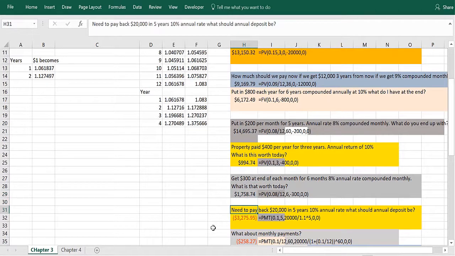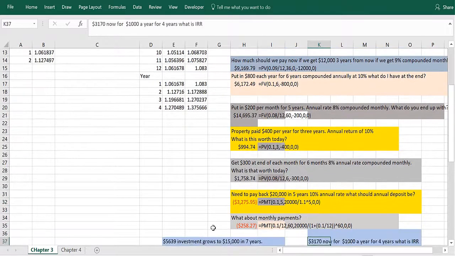Need to pay back $20,000 in 5 years at a 10% annual rate. What should my annual deposit be? Well, what you do is you figure out how much you're borrowing, which would be 20,000 divided by 1.1, 1 plus the annual rate, to the fifth. And then at a 10% rate, there are 5 payments because it's annual payments. So you get 32.75, assuming they're end of the year payments.